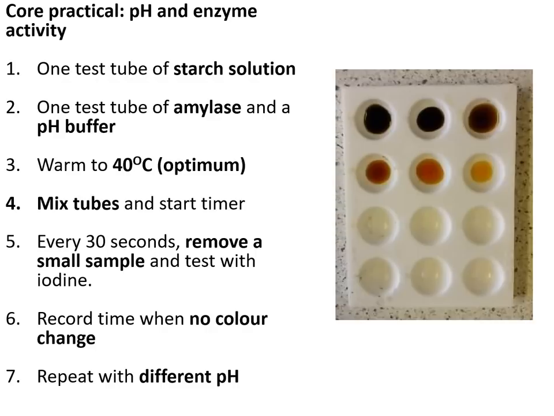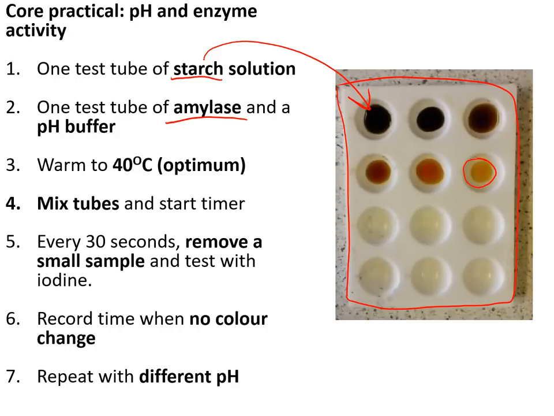We did a core practical to investigate how the pH affects the rate that an enzyme works. The enzyme we used was amylase, and it digests starch solution. Now to do this, what we did was we had a dropping tile, that's this thing here, which has lots of little wells in it, and in each well there is a small amount of iodine. Now the key here is that iodine turns black in the presence of starch.